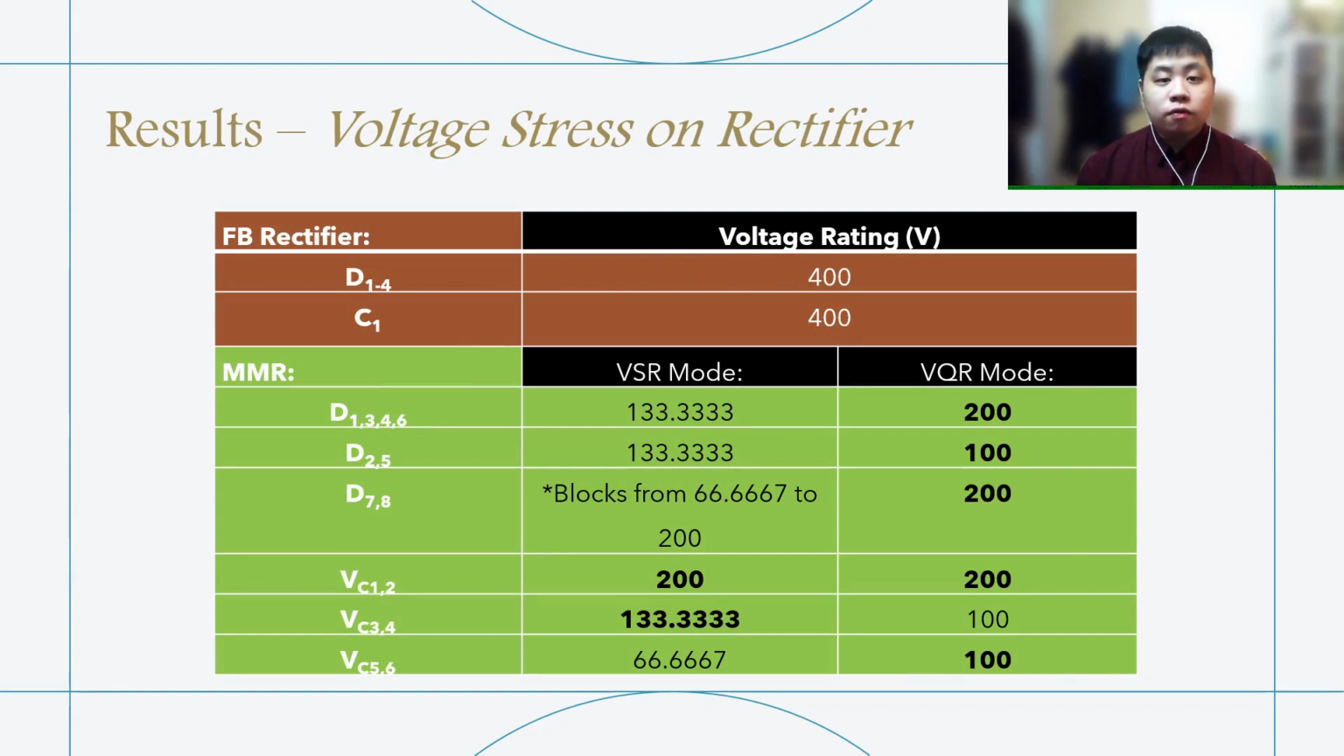Next, looking at the voltage stresses in the rectifiers, we see that in a full bridge rectifier, each diode and capacitor have to withstand at least the entire output voltage of 400 volts, whereas in the MMR, all diodes and capacitors withstand a lower voltage stress, the highest being half of the output voltage at 200 volts.